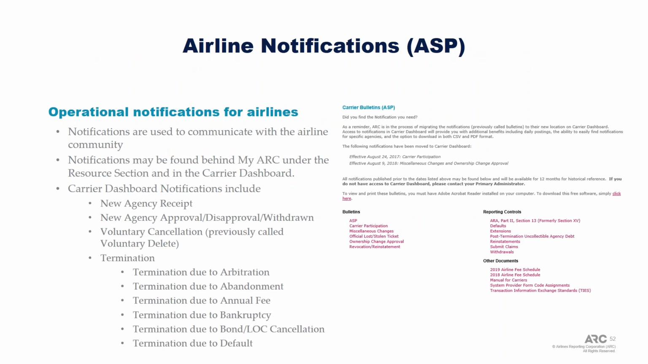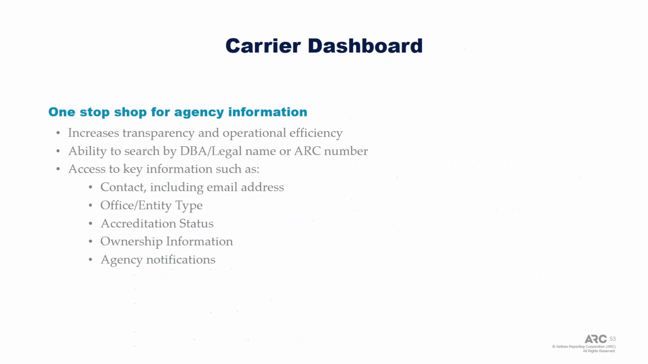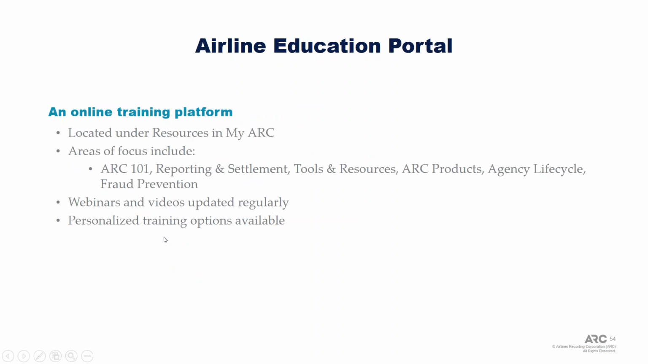And airline notifications. This slide will show you which types are included as notifications in the carrier dashboard and which ones are still included under the carrier bulletin section. The carrier dashboard, again, another very useful tool. It's the one-stop shop for agency information. It provides key information, contact information for the travel agency.